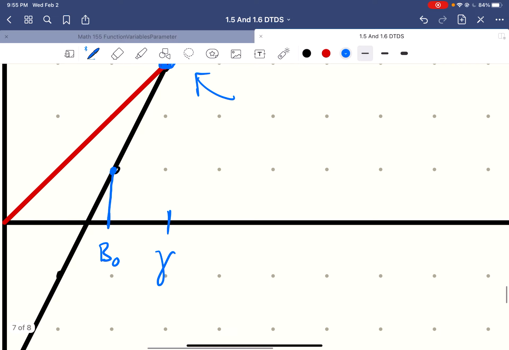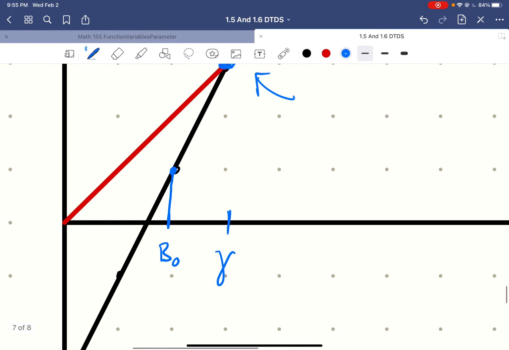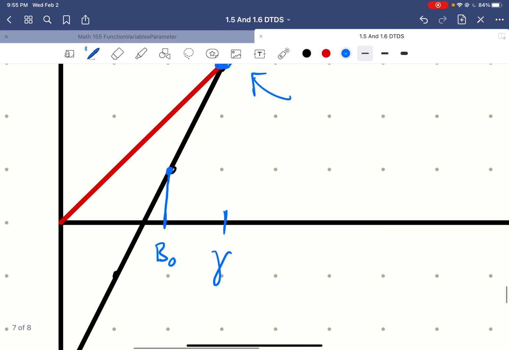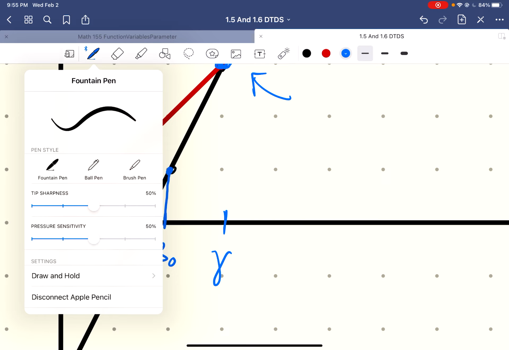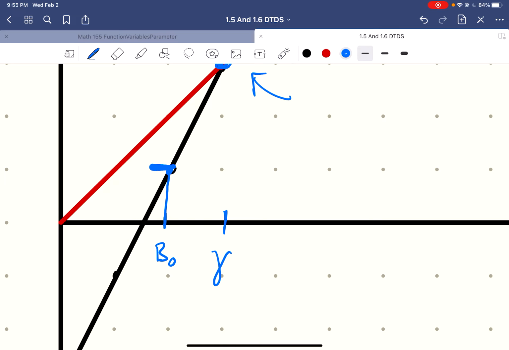Did my pin just die? My pin just died. Let's finish this video without a pin. That's okay. So I travel horizontally to the line y equals x. Then I travel vertically. But notice the vertical travel that I want to do to my updating function.